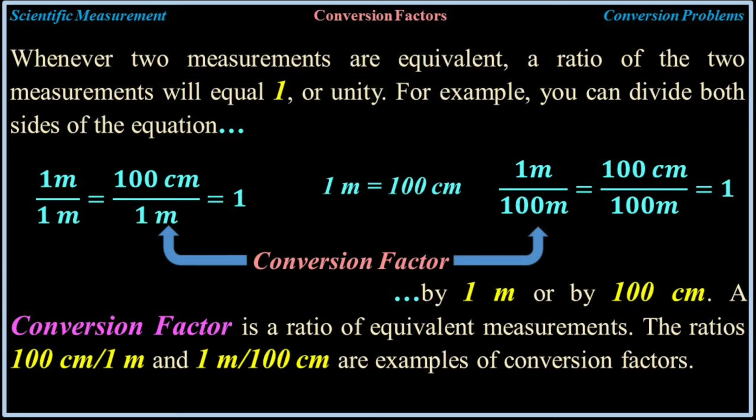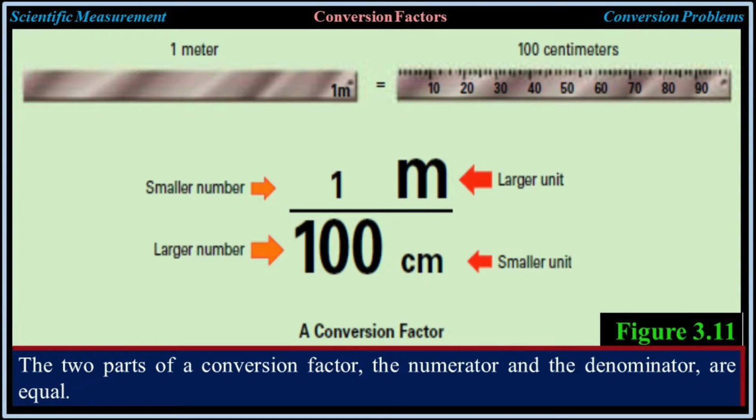A conversion factor is the ratio of equivalent measurements. Numerator and denominator are equivalent. The ratios 100 centimeters over 1 meter and 1 meter over 100 centimeters are examples of conversion factors. The two parts of a conversion factor, the numerator and the denominator, are equal. Or you should say, more correctly, they are equivalent. 1 meter is equivalent to 100 centimeters.